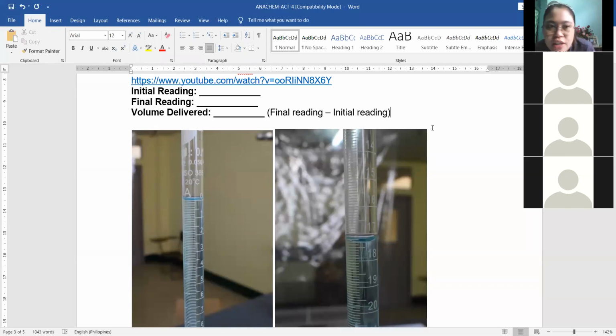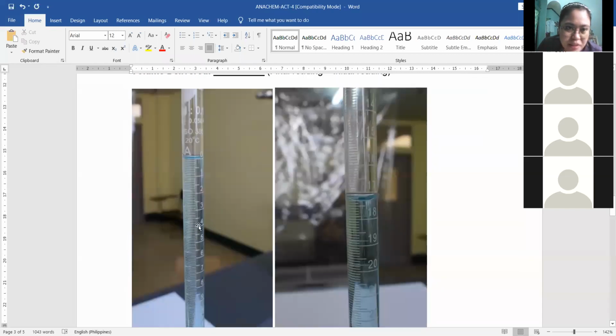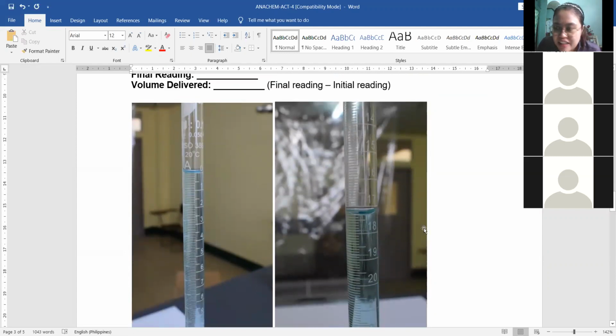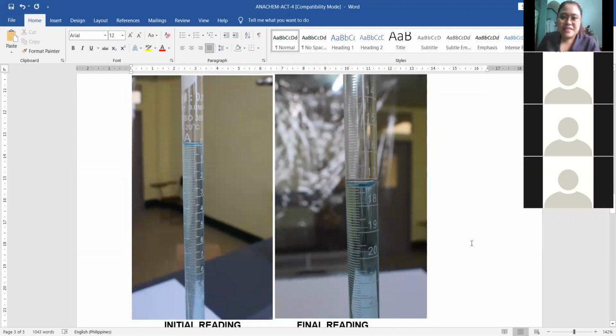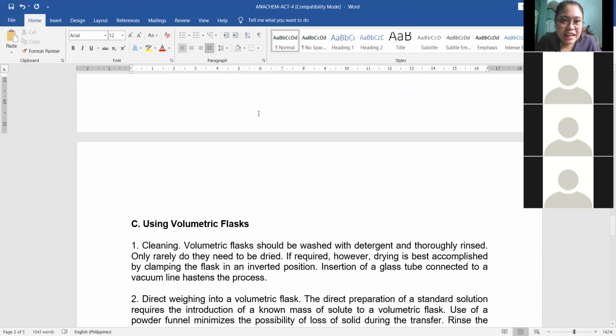Okay? Questions? Kasi basahin nyo talaga ito. This one is the initial reading. You have to write here the initial reading. And then this one is the final reading. Remember, since this is a clear solution, you have to read it in the lower meniscus. Okay? Hindi ko kasi siya sasagutan kasi kayo yung sasagot nito.